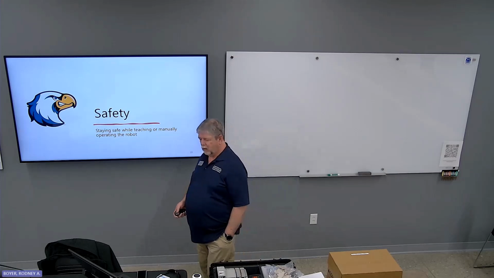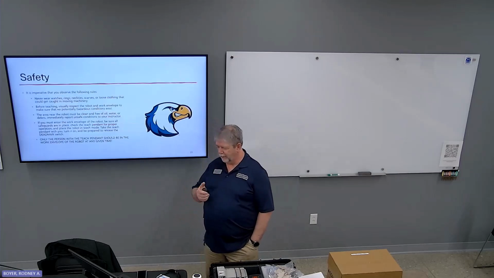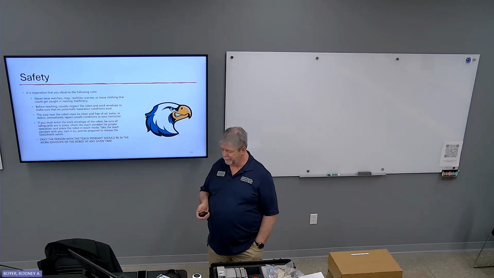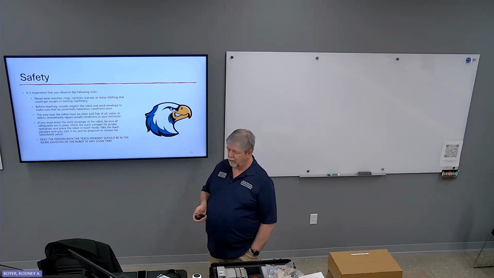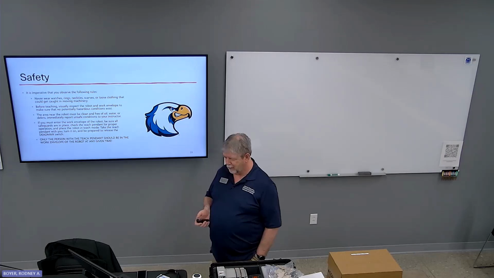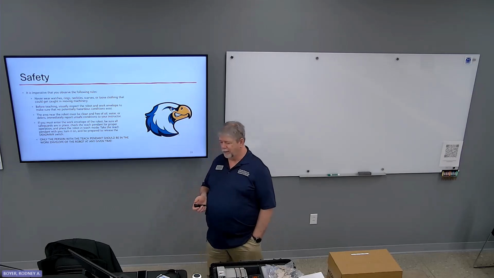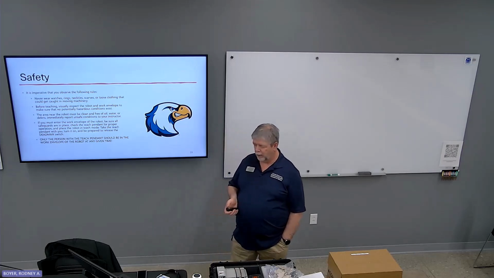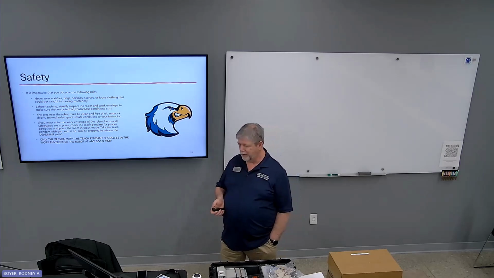Staying safe while teaching or manually operating a robot is of paramount importance. Imperative that you observe and follow the rules. Don't wear watches, rings, neckties, scarves, or loose clothing that could get caught in moving machinery. Before teaching, visually inspect the robot work envelope to make sure that no potentially hazardous conditions exist. The area near the robot must be clean and free of oil, water, or debris. Immediately report unsafe conditions to your instructor.